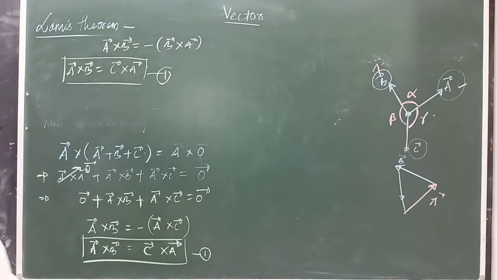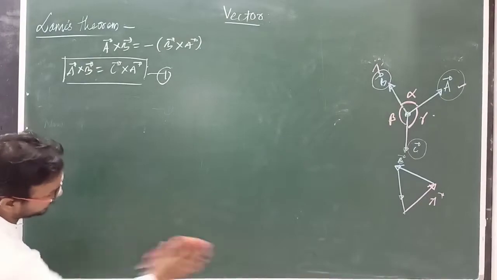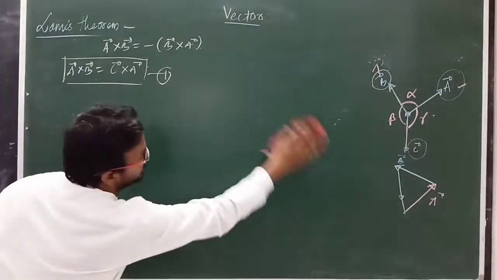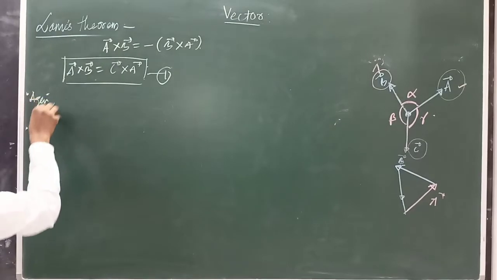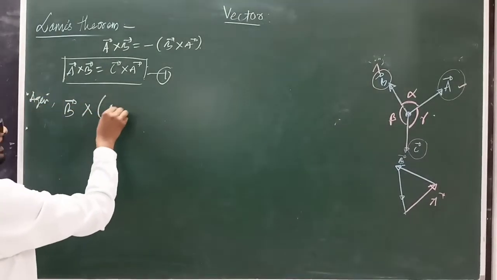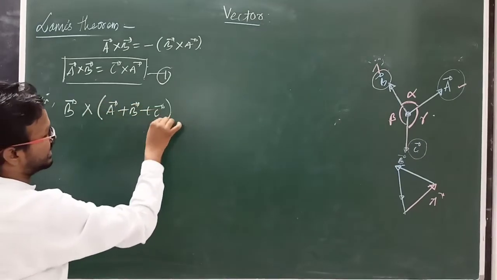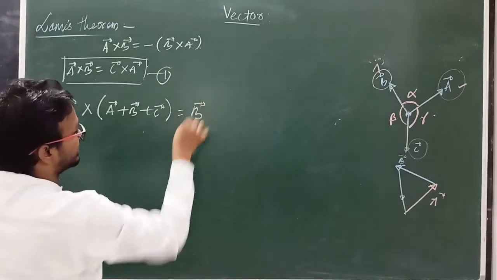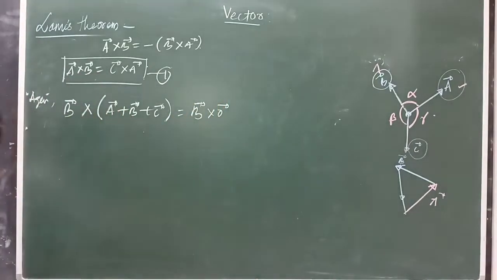Now again we have to multiply B vector with this equilibrium condition. So again we have to multiply B vector with A plus B plus C vector, which gives B vector cross 0 vector.